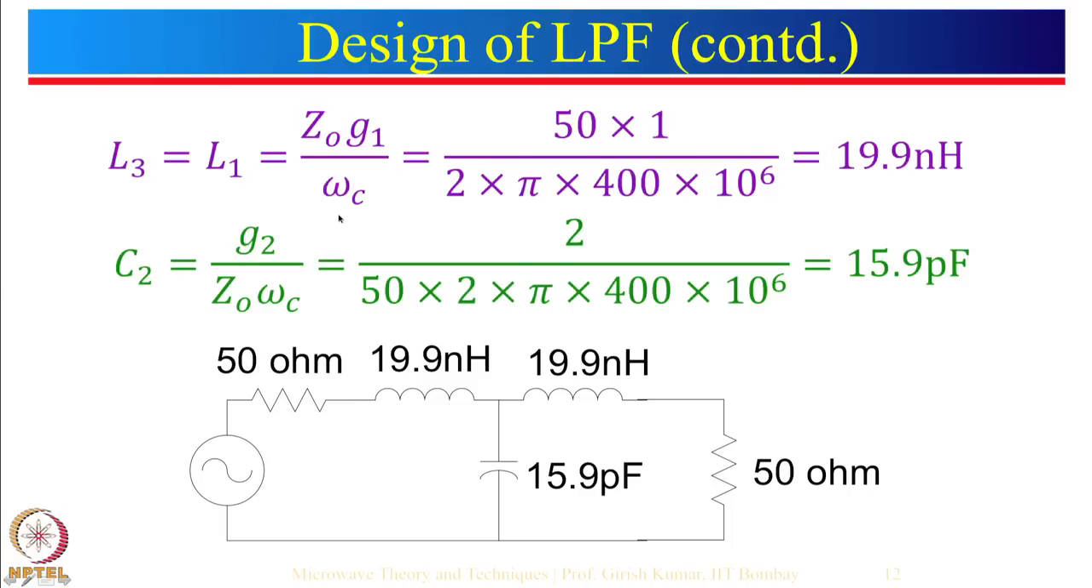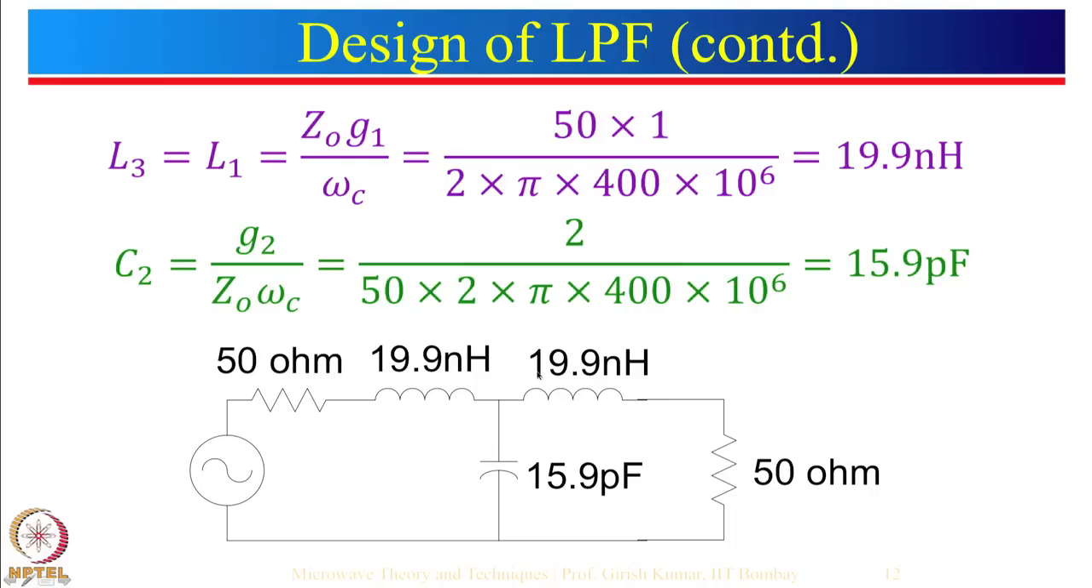What is omega c? 2 pi into Fc. So, 2 pi into 400 megahertz. Simplify this, that comes out to be 19.9 nano Henry. For capacitance, again for the g parameter g2, if you recall, g2 was equal to 2, Z0 is 50, omega c is 2 pi Fc, which is 400 into 10 to the power 6. So, that comes out to be 15.9 picofarad. So, this is the actual circuit which will meet the requirement of the 400 megahertz cutoff frequency and at least 20 dB attenuation at 1 gigahertz.